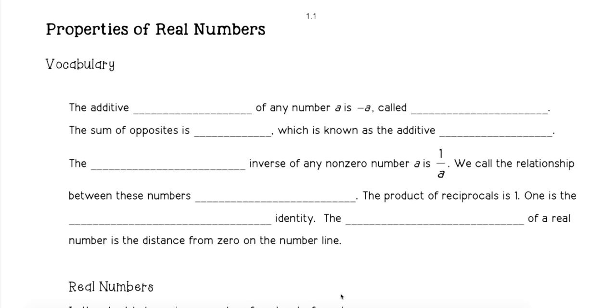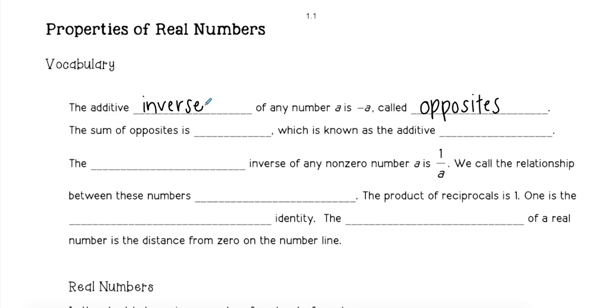All right, so it says the additive blank of any number a is negative a. So if I gave you 2 and negative 2, the general word we like to use is opposites. So over here we'll just put opposites. 5, negative 5, those are opposites of each other. But the actual property is called the additive inverse. So the additive inverse of any number a is negative a. Whenever we're talking about an inverse, we're really just talking about opposites.